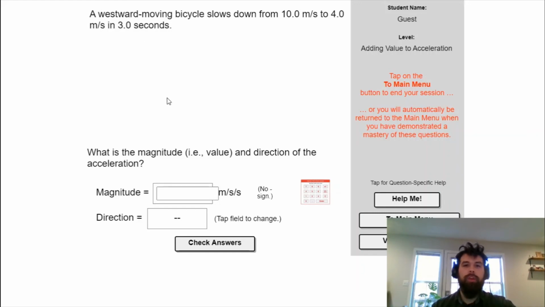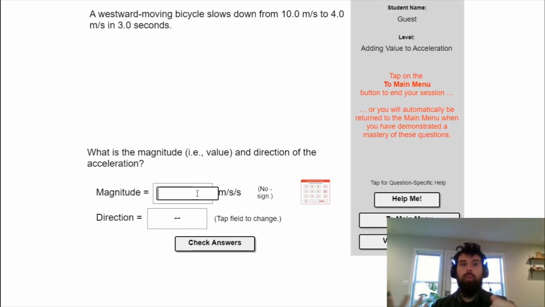All right, let's take a look at the next one. A westward moving bicycle slows down from 10 meters a second to 4 meters a second in 3 seconds. What is the magnitude of acceleration? Well, we know that we've gone from 10 to 4. That's 6 meters per second. And check this out. This time, we're going to try to do it in our heads. If we changed 6 meters a second in 3 seconds, then every second we must have changed by 2.